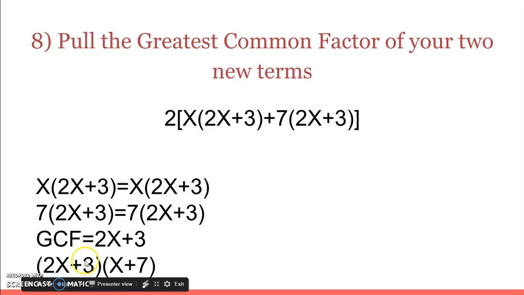So we want to pull that 2x plus 3 out, and we're going to go ahead and open more parentheses. In that first term, once we take out the 2x plus 3, we're left with an x, so we put our x down here. In the last term, we're left with a 7, so we have our 7 there. We can go ahead and substitute that in, and we're going to get our 2x plus 3 times x plus 7. And this should be our final answer.